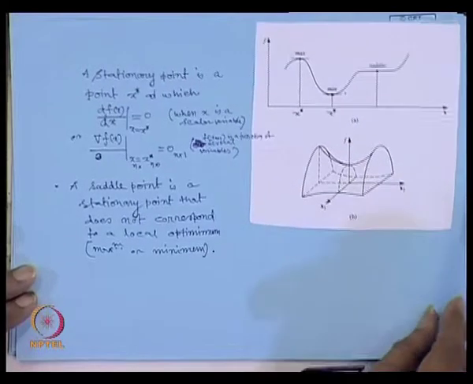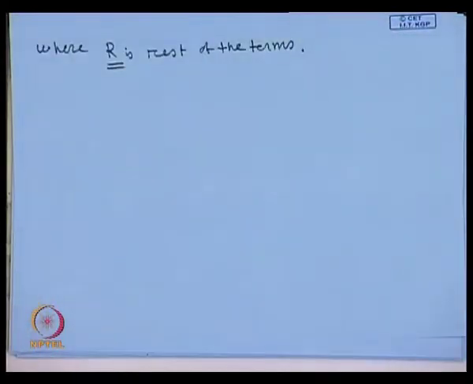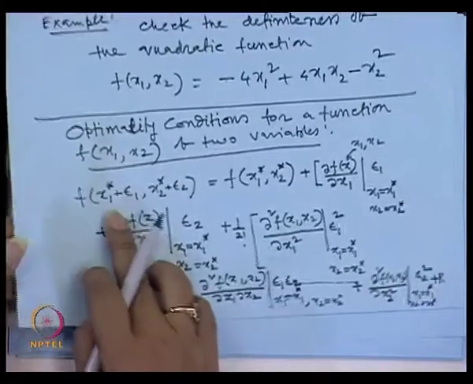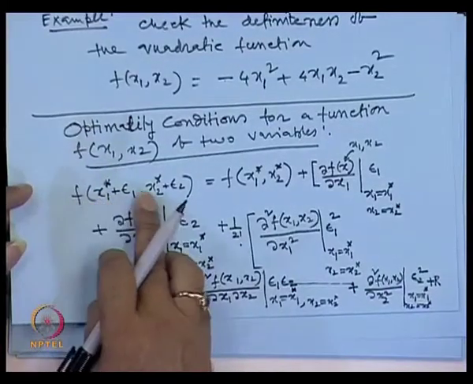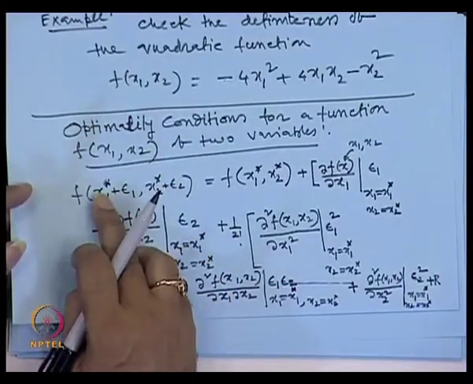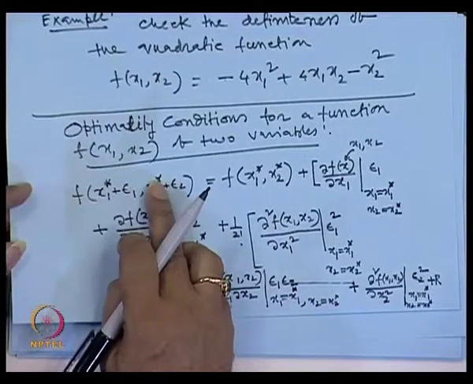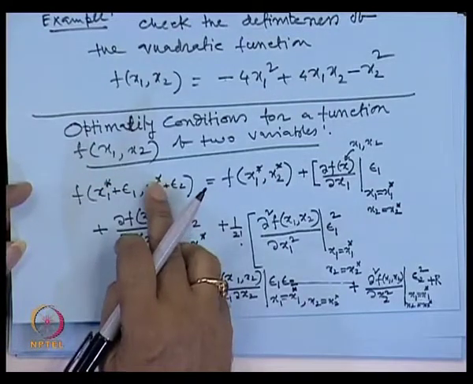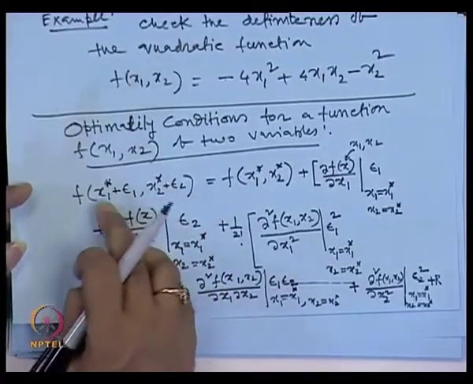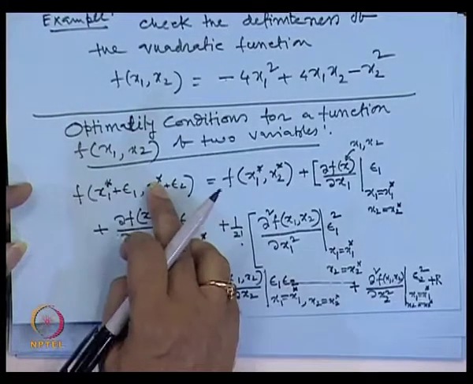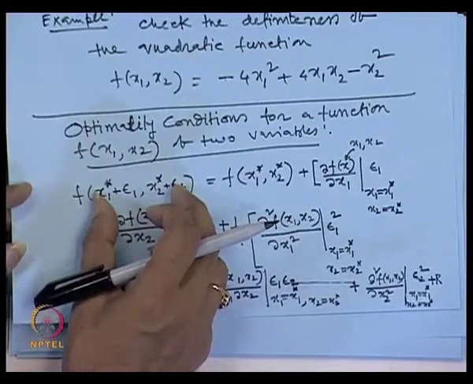So, let us see this one at this moment. If you recollect, we had a function f which is a function of x1 and x2, and we assume that x1 star, x2 star is the optimum value, maybe the maximum or minimum value of the function. From this point, we have given some perturbations.